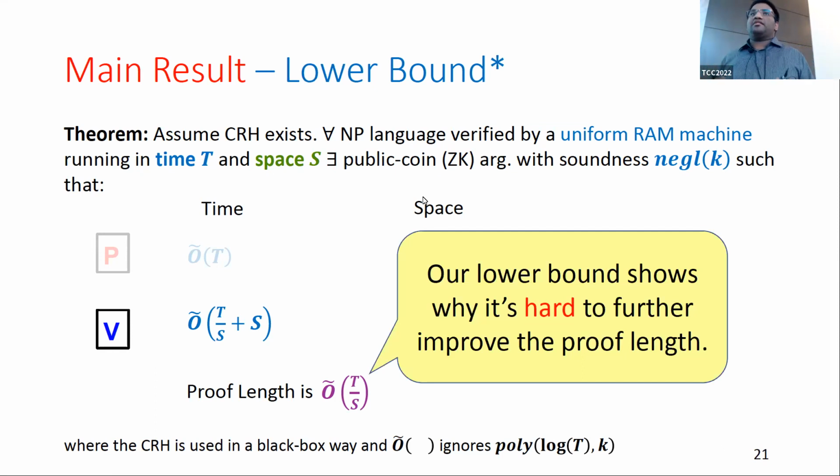And our second result is that we show that reducing the proof size further is hard based on current techniques.